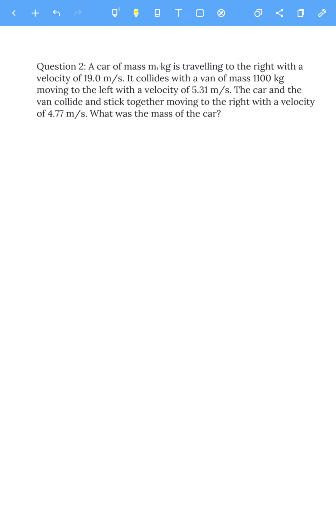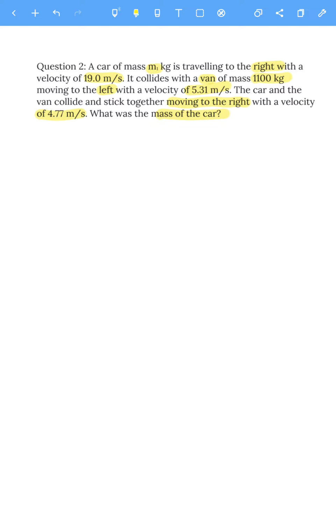So on this one, we've got a car of mass m1, so we don't know what the mass is for the original car. It's travelling to the right, so right's positive, with a velocity of 19 meters per second. It collides with a van, and that's got a mass of 1,100 kilograms moving to the left, and that has a velocity of 5.31 meters per second. So the car and the van collide and stick together, and they move to the right with a velocity of 4.77 meters per second, and we need the mass of the car.